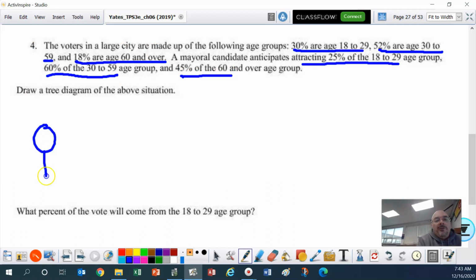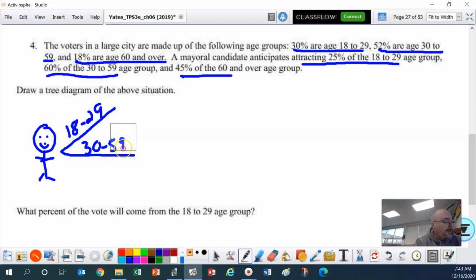Forgive me, I'm going to draw a stick person. This is the voter, the person voting. Now, this person could be in 3 age groups: 18 to 29, 30 to 59, or 60 or over. Now, we've got to look at the age groups here. How many are in each age group?